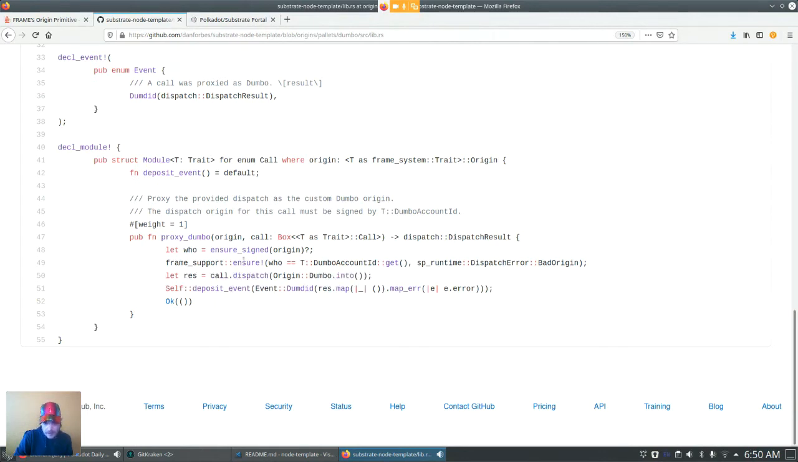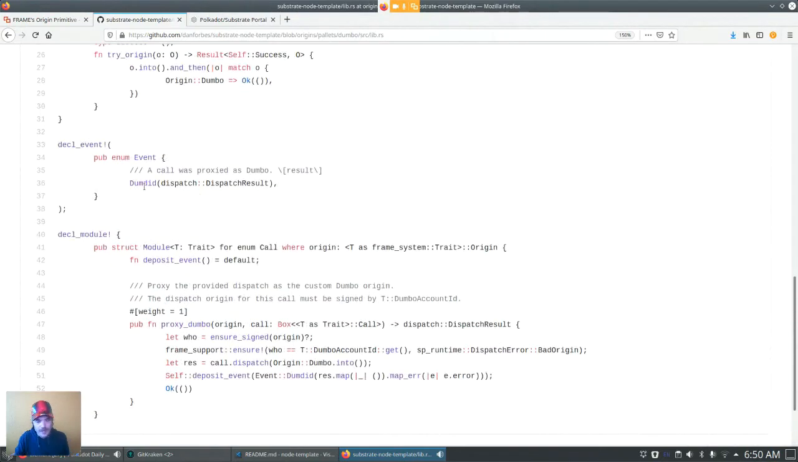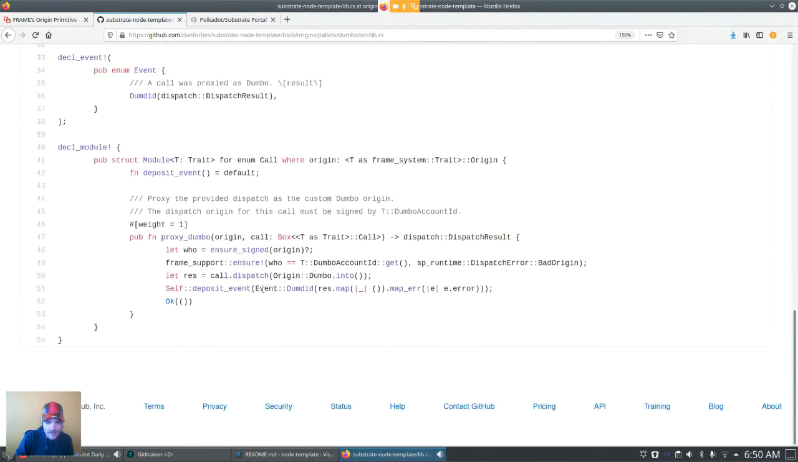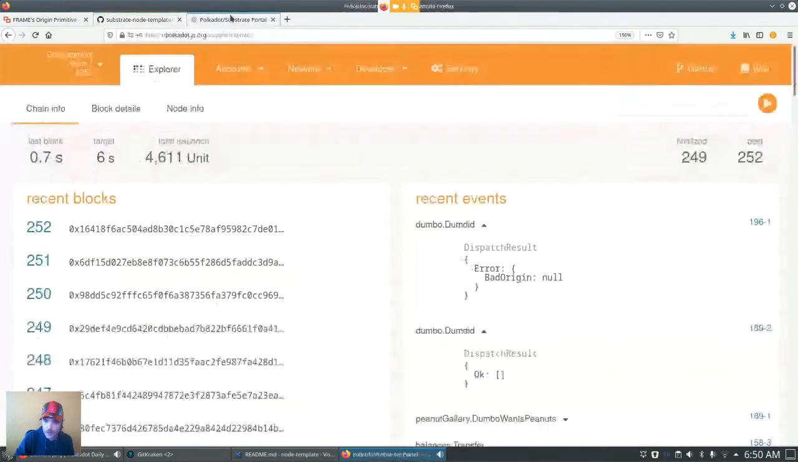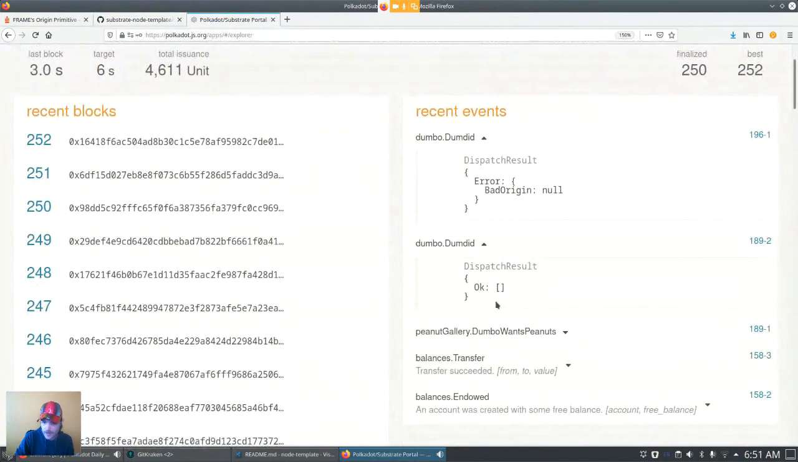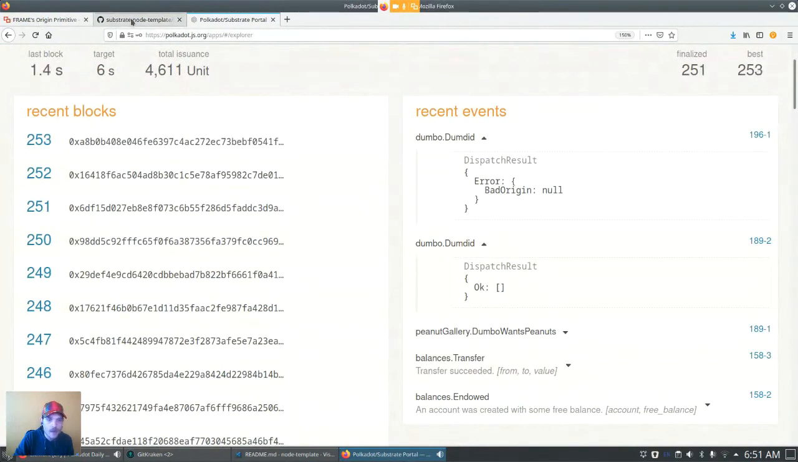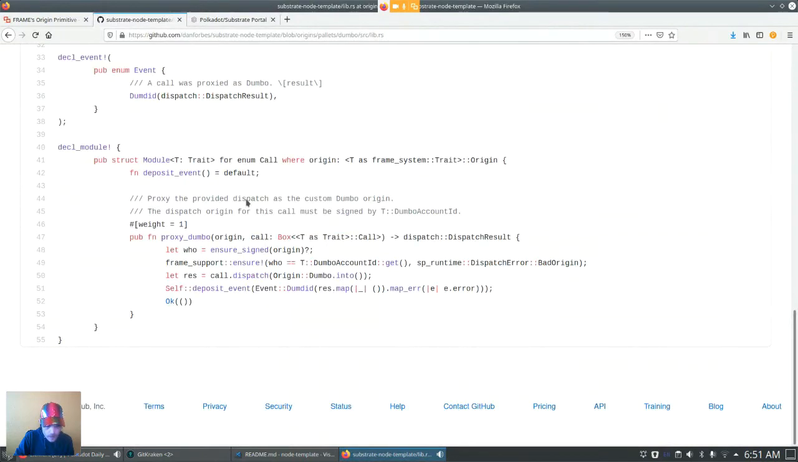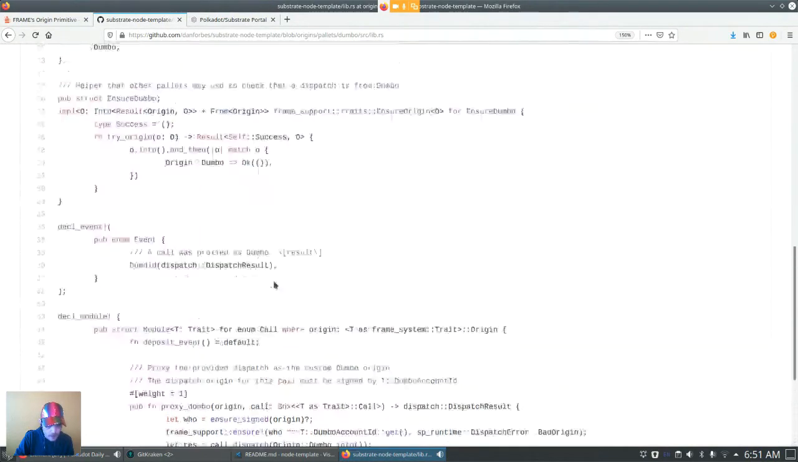And we'll let them know that in this, there's a SudoDid event. So my Did event is, continuing my little dad joke play on words here, we'll emit a DumDid event that shows what the result of that was, if it was successful or not successful. And we saw examples of that before when we were looking at here's our DumDid event. One of them was successful, one of them was not, and we get some details about that. So that is the proxy Dumbo call.